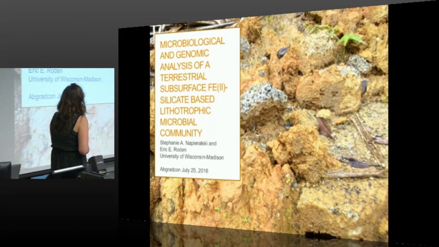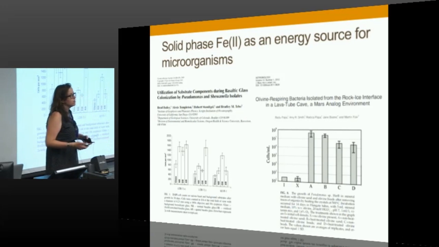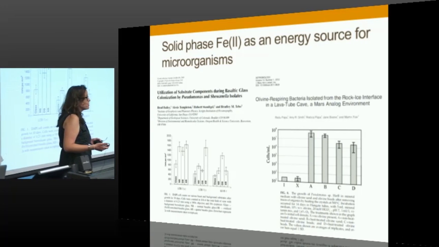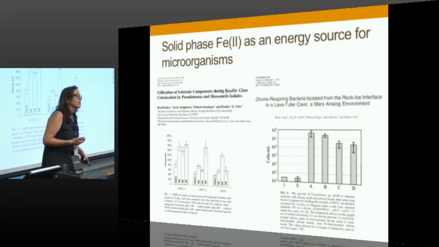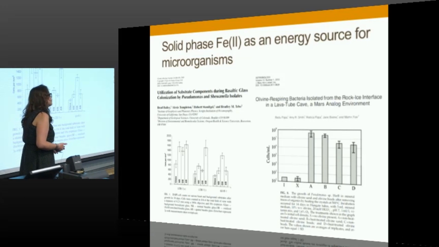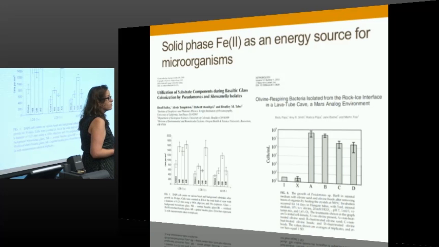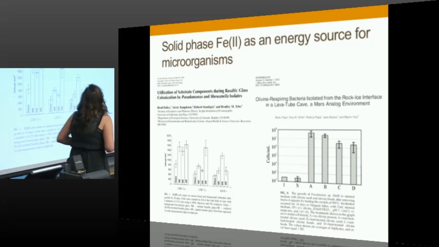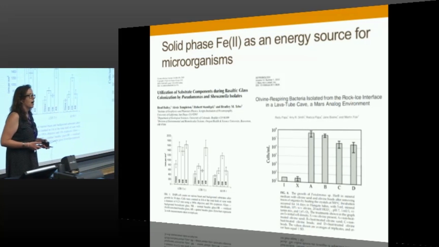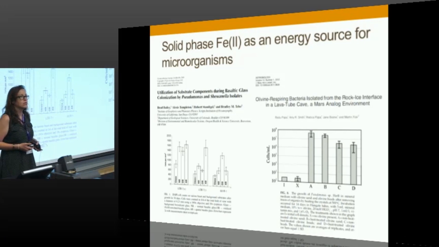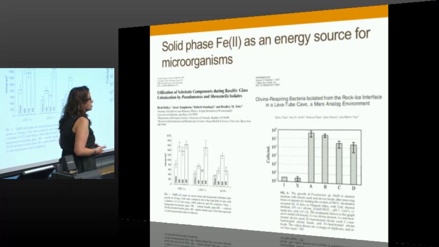So we'll move on. Just as a general introduction, we all know that the Earth is composed of igneous rocks that are rich in reduced compounds, such as reduced iron. And this iron is essentially a very vast energy reservoir for microorganisms. So there's been a lot of work recently focusing on the ability of microorganisms to use structural iron in silicate minerals as an energy source.